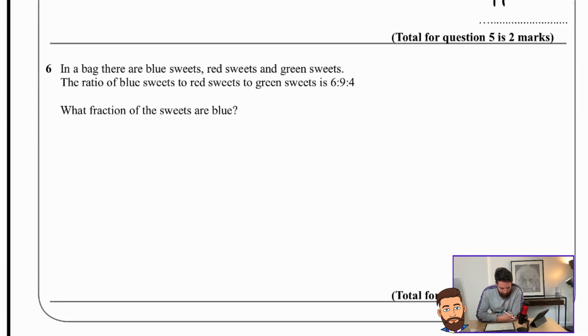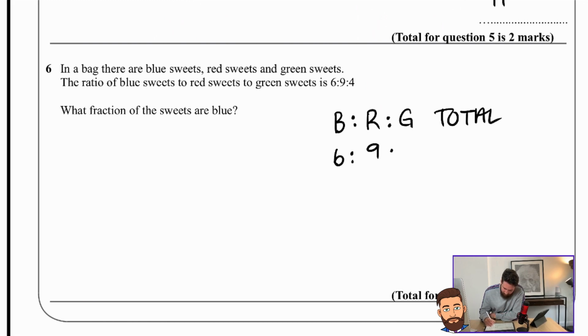Okay, the next one, same. It's the same system. Blue to red to green is 6 to 9 to 4. So blue to red to green with a total, you always want to put a total in, is 6 to 9 to 4. And if I add up that to get my total, I've got 6 and 9 is 15, plus the 4 is 19. So we've got 19. Then I read the question carefully, and it asks me what fraction of the sweets are blue. What is 6 over 19?